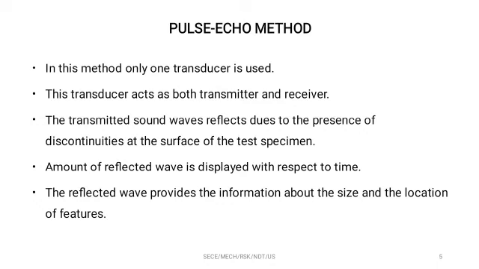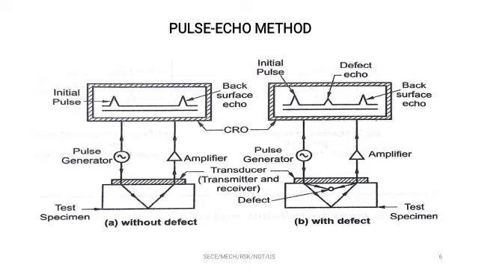When you come to the pulse echo method, the second type, the major difference compared to the transmission method is that the pulse echo method uses only one transducer. A single transducer acts as transmitter and receiver. So I will go to the representation slide. Now you are seeing the slide here. A represents without defect and B represents with defect. The output will be similar, the functioning will be similar. The only difference is that in the pulse echo method only one transducer is used. The single transducer acts as transmitter and receiver.